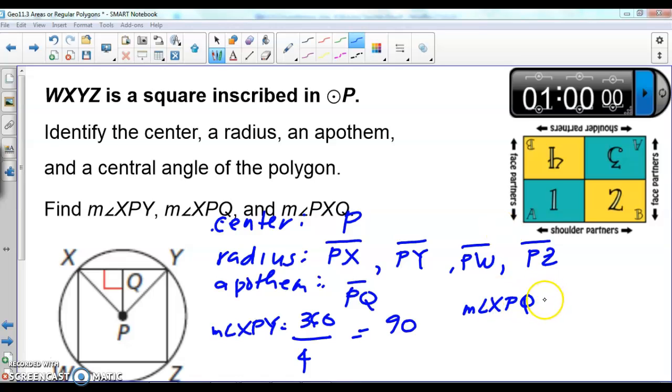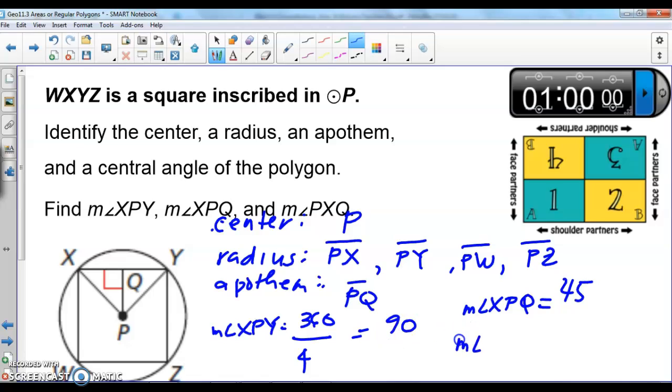Now for angle XPQ, that's actually half of the central angle. Your apothem divides your isosceles triangle into two congruent parts by HL, right? HL congruence. So then split 90 into 2 and you will get 45 degrees.